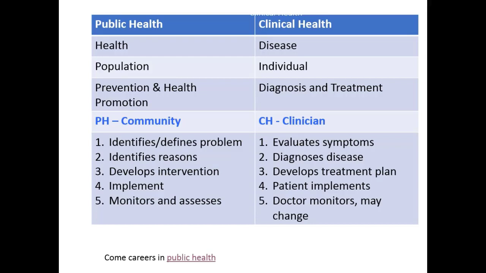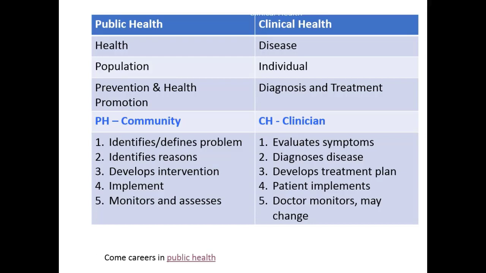So if you look at public health, we're dealing with a community, and what we do is we try to identify the problem. Why is it that people in this community are getting the measles, for example? We identify the issue and define the problem. There's a higher rate of measles than there is usually. We identify the reasons. Well, when we look at the rate of vaccination in certain populations, we find that it's lower, that certain parents have decided not to vaccinate their children, and these are the communities that are experiencing the higher rate of measles, the higher incidence of measles.